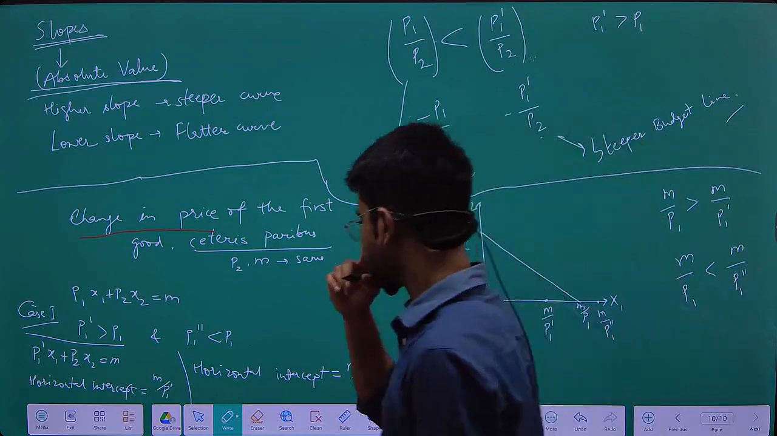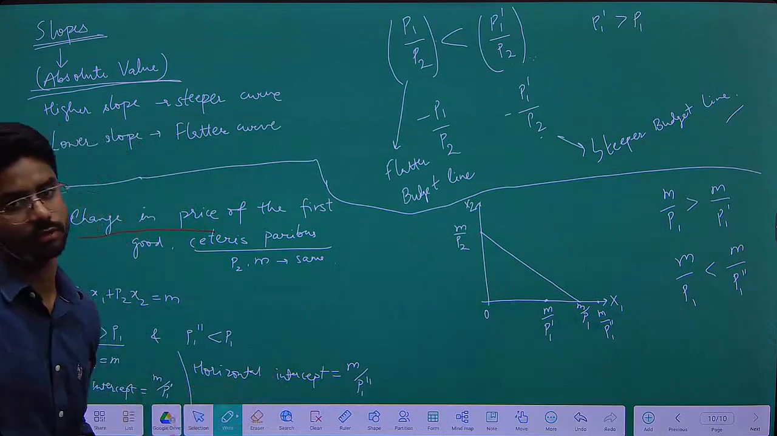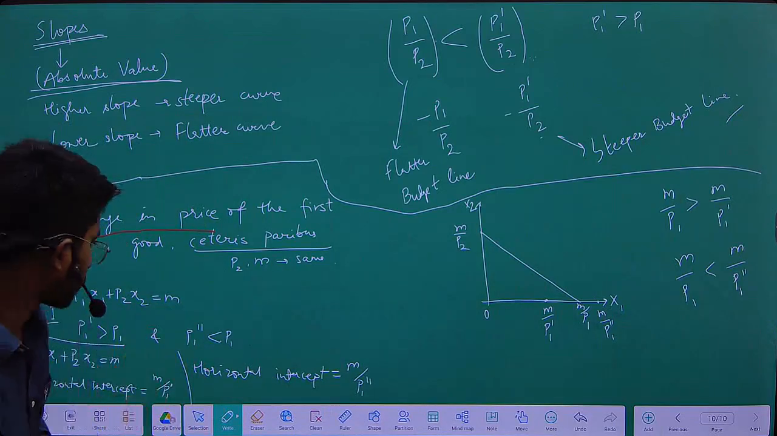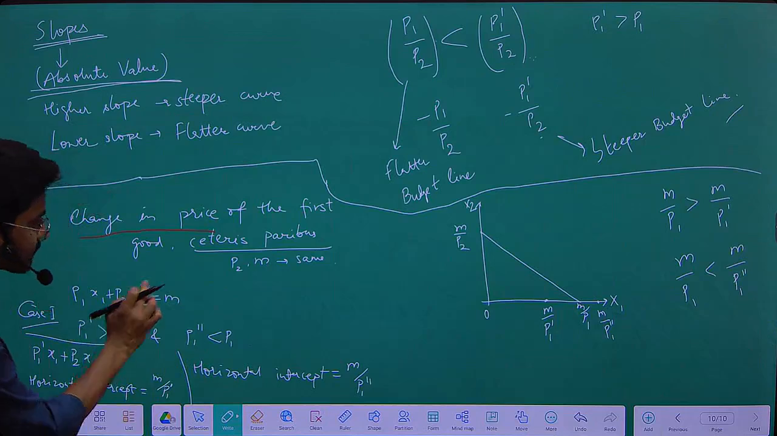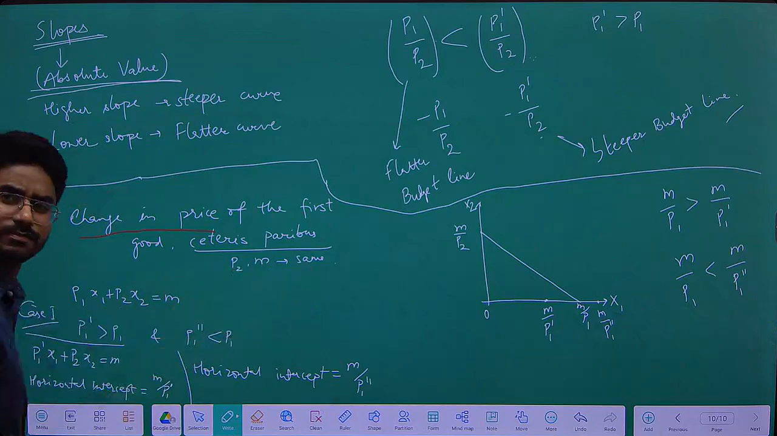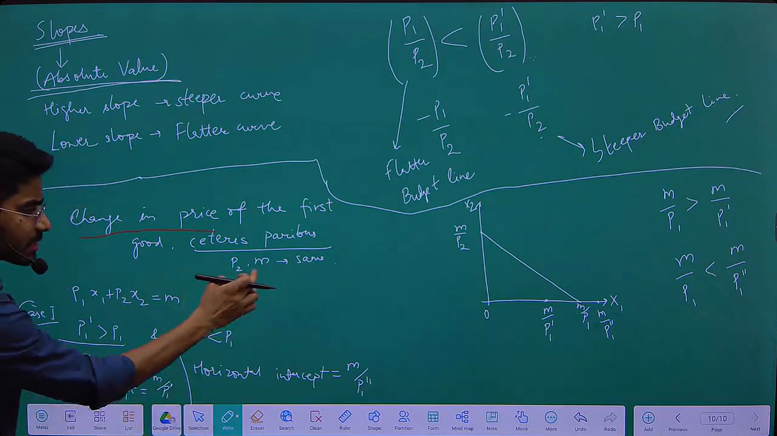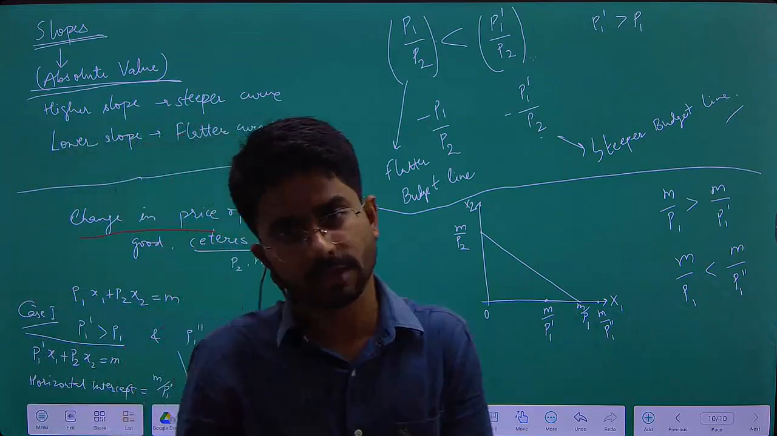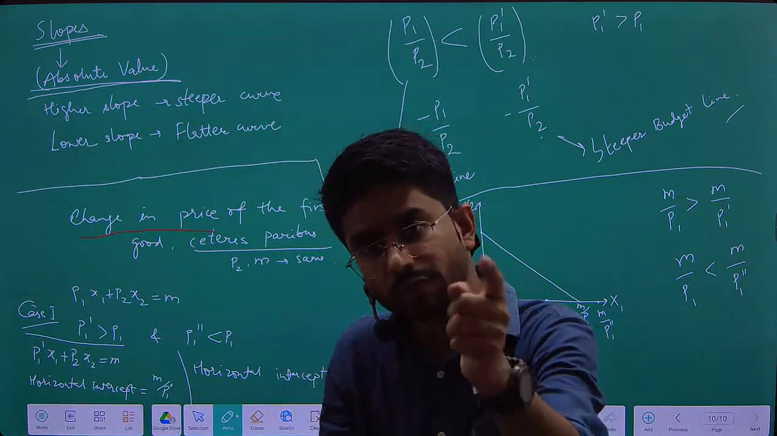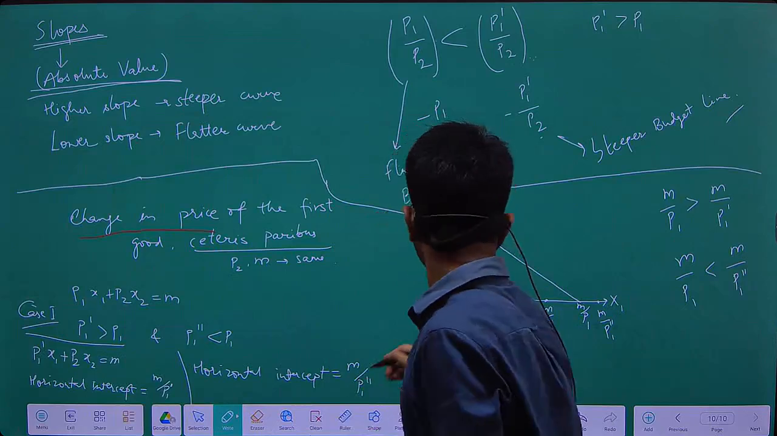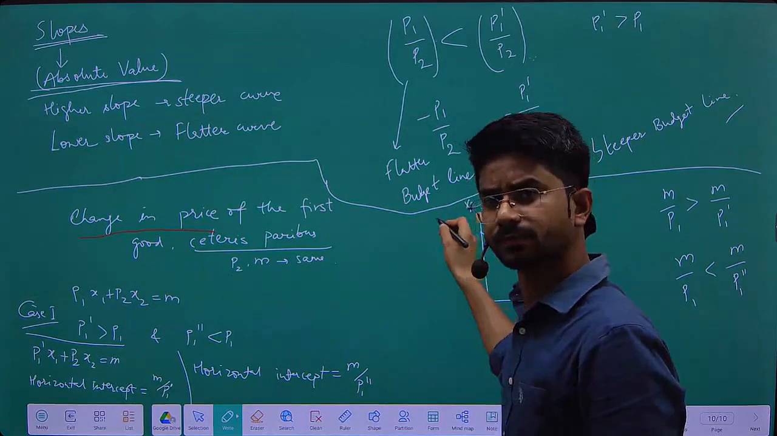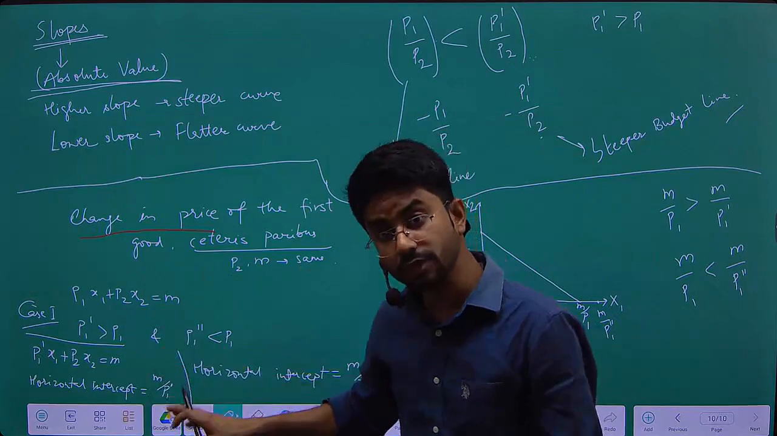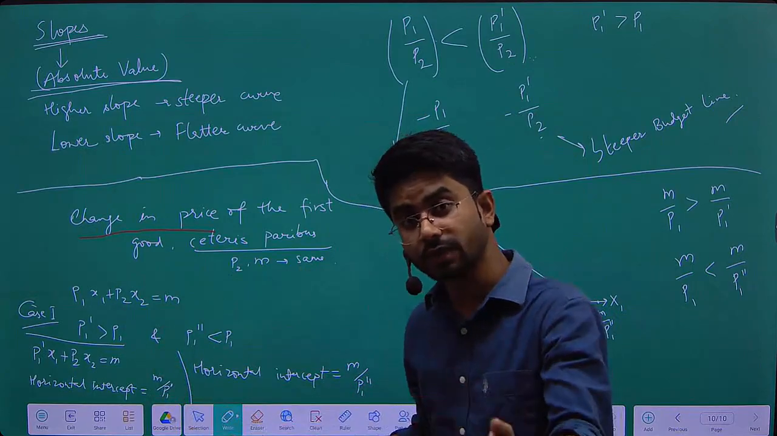ठीक है, ये तो हॉरिजॉन्टल इंटरसेप्ट की बात हो गई. What about the vertical intercept? So in the vertical intercept, you will see the price P2 remains the same. तो जब भी आप सेकेंड गुड की प्राइस देखोगे तो तीनों केस में, ओरिजिनल बजट लाइन में ओरिजिनली M अपॉन P2 था. अब नए वाले केस में भी M अपॉन P2 ही होगा ना, क्योंकि प्राइस तो सेकेंड गुड का चेंज नहीं हुआ.